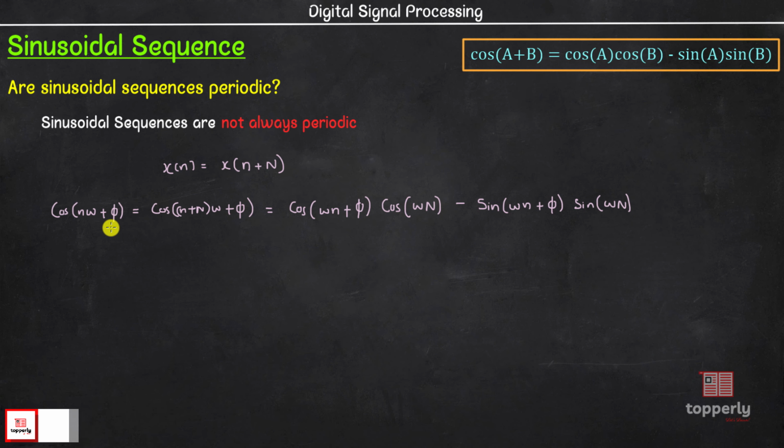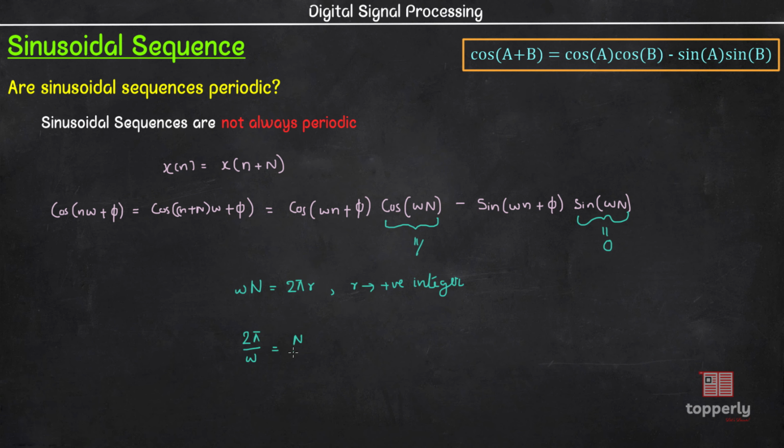Now, in order for the LHS to be equal to the RHS, cos(omega N) should be equal to 1 and sin(omega N) should be equal to 0. This happens only when omega into capital N is an integer multiple of 2 pi. That is, when omega N is equal to 2 pi r, where r is some positive integer. So, we can say that a sinusoidal sequence is periodic only if it satisfies this condition, that is, omega N is equal to 2 pi r, or 2 pi by omega is equal to N by r.